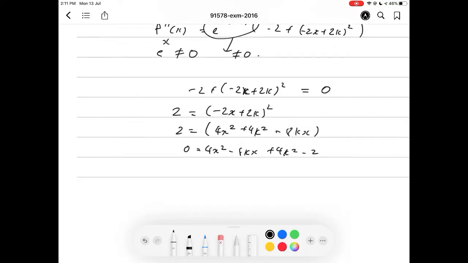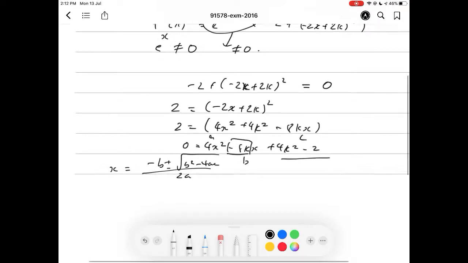Now we'll use the quadratic formula. So we'll say negative b plus or minus square root of b squared minus 4ac over 2a. Our negative b in this case will be negative 8k. So b is negative 8k. That's b. A is just 4, so that's a, and c is this whole thing here, which is 4k squared minus 2.